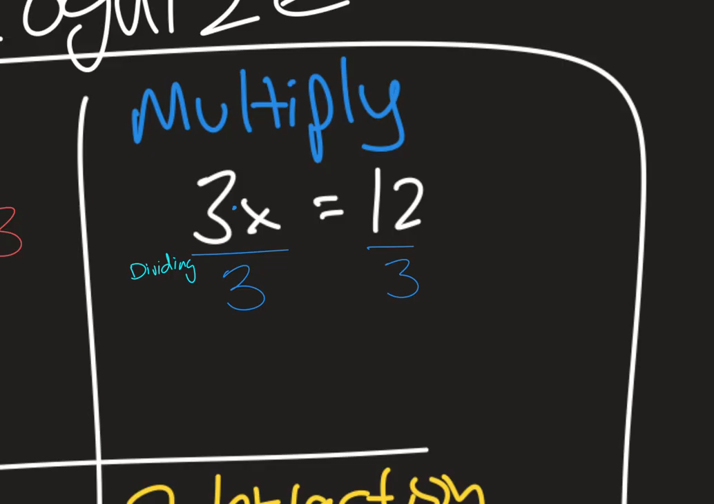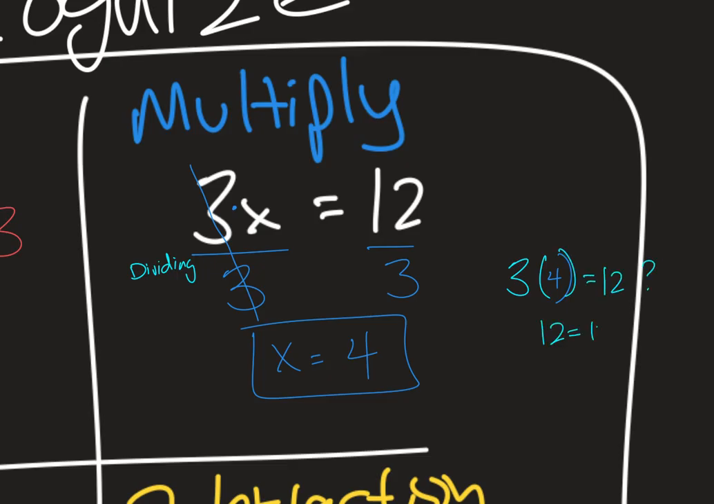And what happens is the 3's cancel out, giving us x equals 12 divided by 3, which is 4. We can check our answer. 3 times the 4 we just got equals 12, question mark? Well, yes, 12 equals 12. We are happy about that.